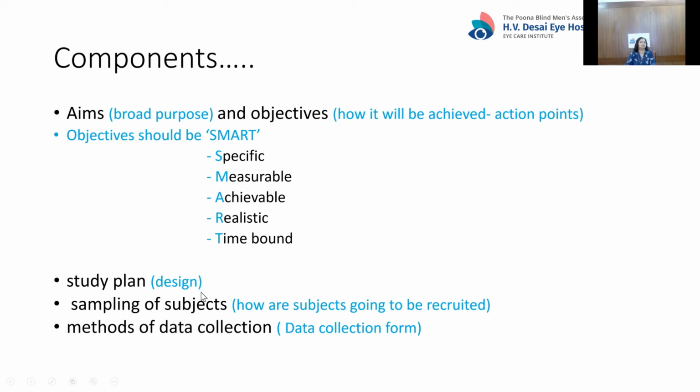Then how subjects are going to be recruited, or sampling of the subjects. And next is methodology, materials and methods. Again, in materials and methods, you must define various terminologies that you plan to include in your research proposal. To give you an example, say one is planning to do a research on patients with advanced cataract. So what is your definition of advanced cataract for your study? And remember, this definition could be different than a clinical definition.